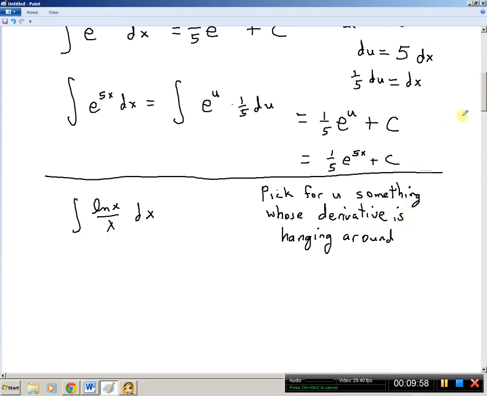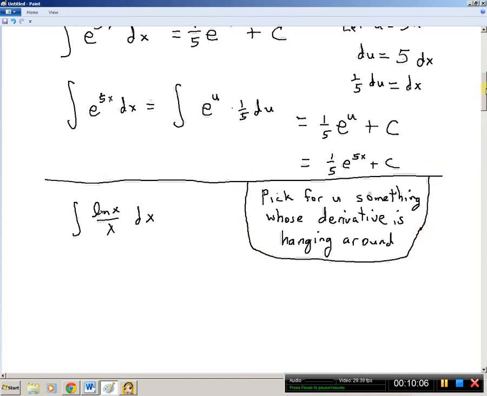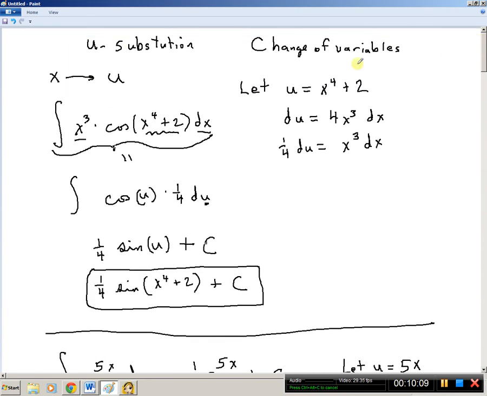Look at the first problem for a minute, the first example. Oops, way up here. With this horrible looking thing, I chose for u this quantity. And the derivative of it is basically hanging around, just waiting to be scooped up. The derivative of x to the fourth plus 2 is basically x cubed. Yeah, I know it's 4x cubed, but I don't care about the stupid constants. The important thing is the variable. I cannot fudge variables. I can fudge out the constant multipliers with no trouble at all. So you've got to get the basic answer right.